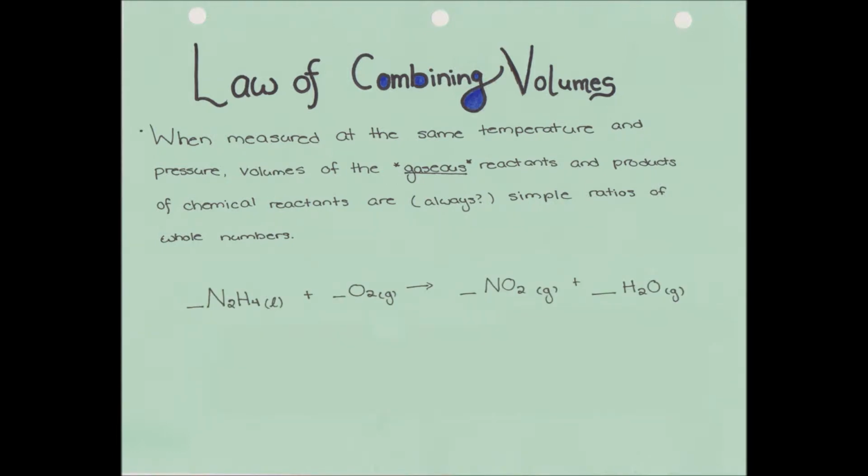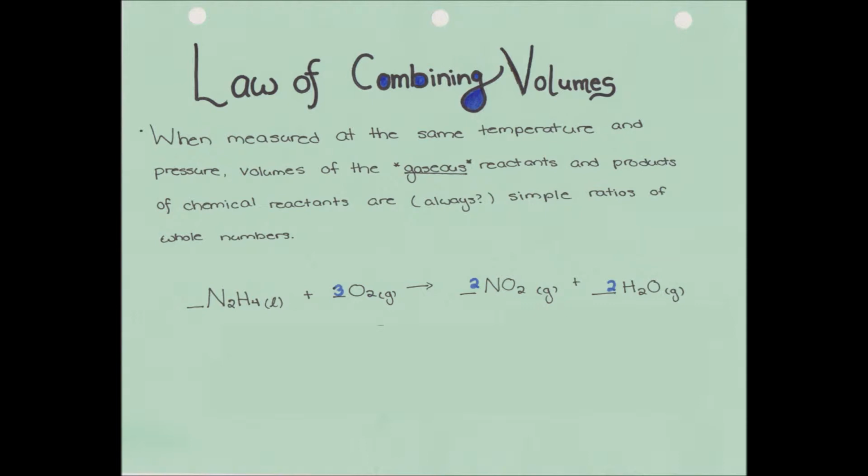To begin, we will use the example N2H4 liquid plus O2 gas, which react together to produce NO2 gas and H2O gas, which is water vapor. Before we can continue, we need to balance the equation. So on the left side, you have N2H4 liquid plus O2 gas, and then to balance, you'll have 3 oxygens on that side. Then on the right side, you'll have 2 NO2 gas plus 2 H2O gas.